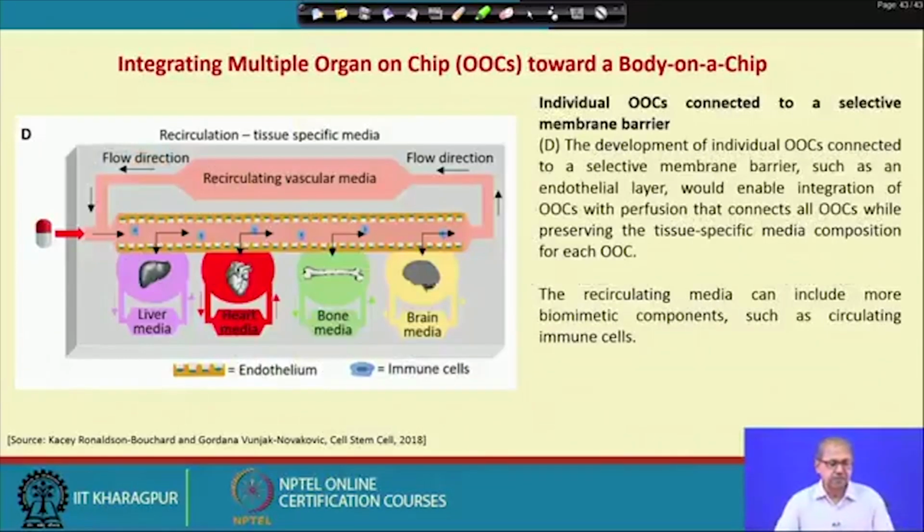Then the last module is where each organ is connected by perfusion modules. Here recirculation is there, and each organ on chip is individually cultured in its own individual media, and then they are connected through a common channel with endothelium, where immune cells will pass, and this is the circulating flow direction by which all cells are connected keeping their individuality.